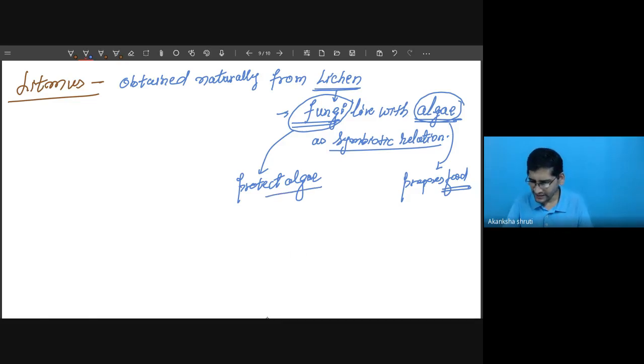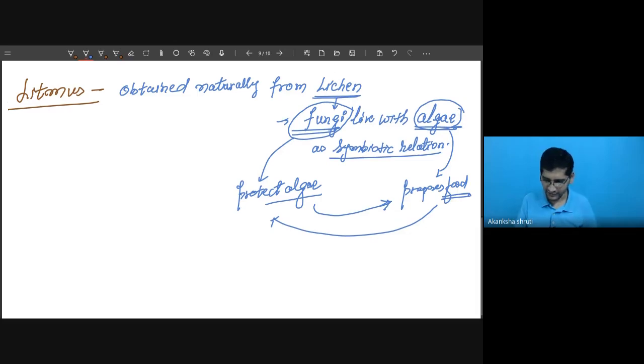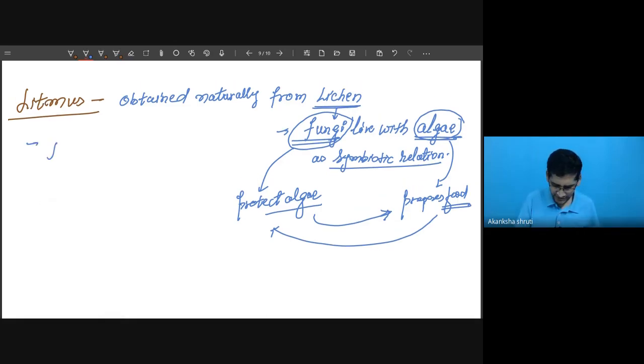So this way, the fungi, though taking the food from the algae, at the same time the algae is also benefited by getting the protection from the fungi. So this protection is given to the algae, and this food is given to the fungi. It is this way. There is a symbiotic relation, or mutual benefit. So take just the juice of this lichen.